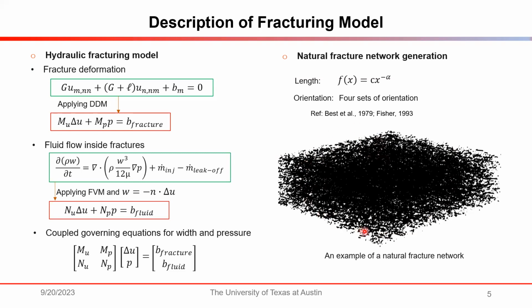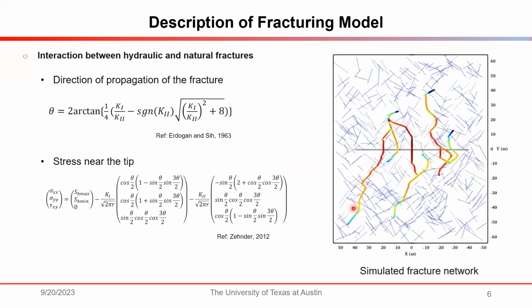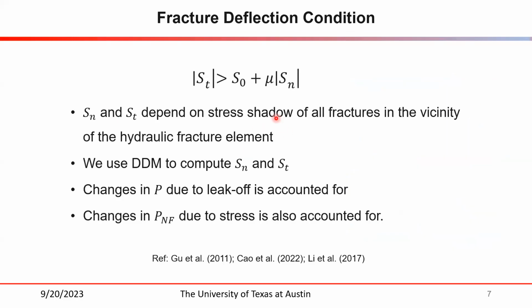So we assume that we have this DFN, which is consistent with core data and log data, the 4 sets of orientations of fractures, and so forth. So all that's been incorporated into this in 3D. The direction of propagation of the fracture is also controlled by the interaction between these fractures, and I'm not going to spend any time on this.